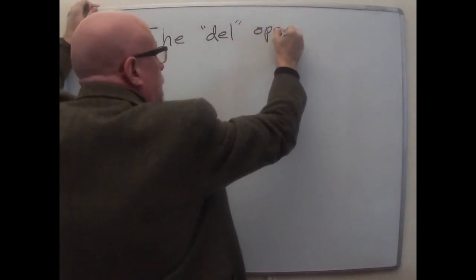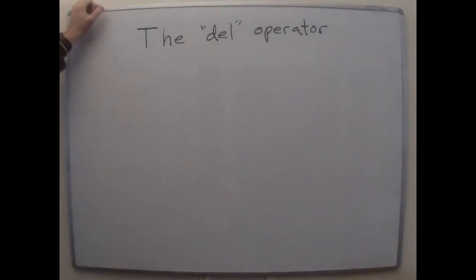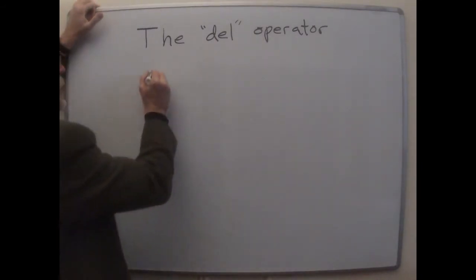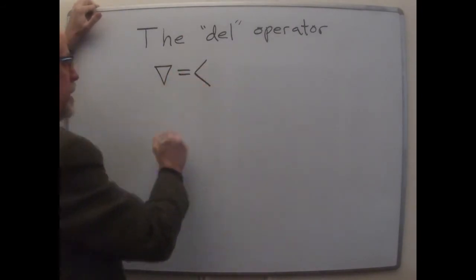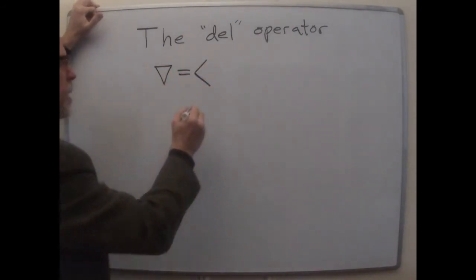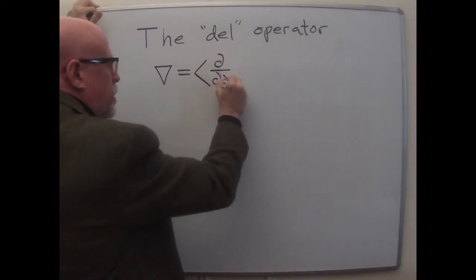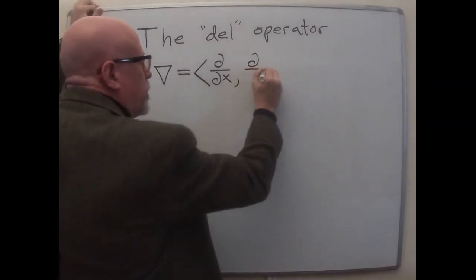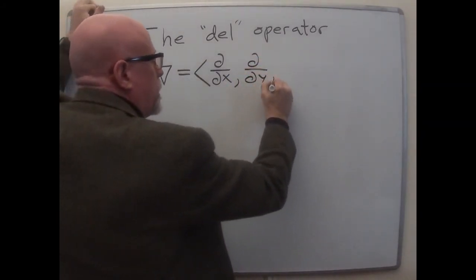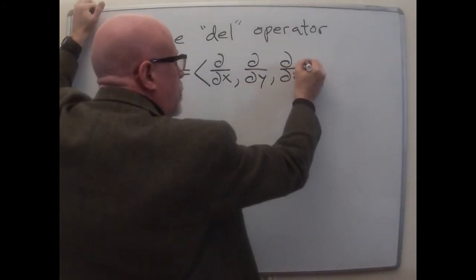You've actually already met del. It's the weird triangle symbol that we put in front of a function when we want to get its gradient. Del is a vector that has operations in it. It has an operation taking the derivative with respect to x in the x coordinate, taking the derivative with respect to y in the y coordinate, and taking the derivative with respect to z in the z coordinate.